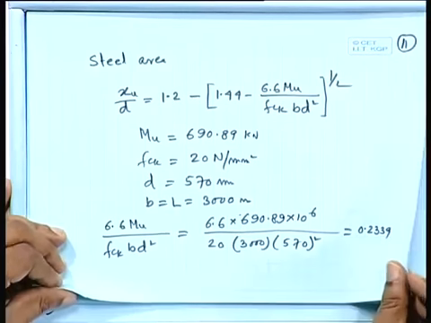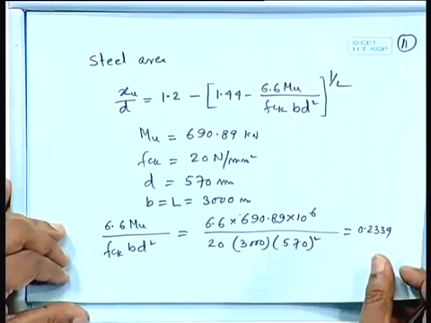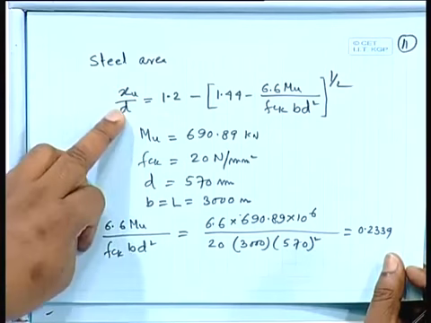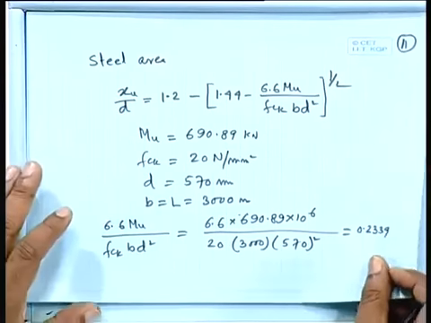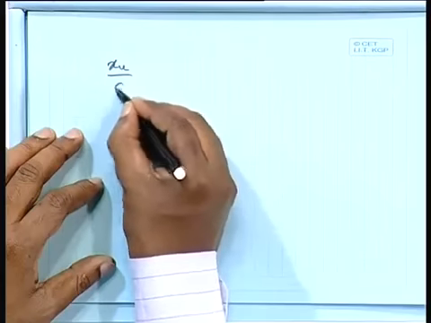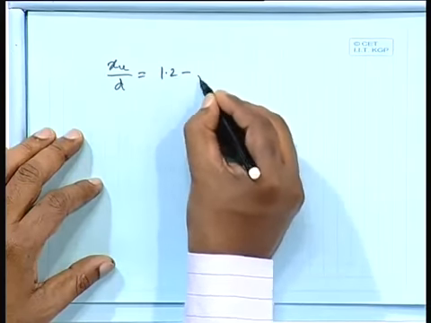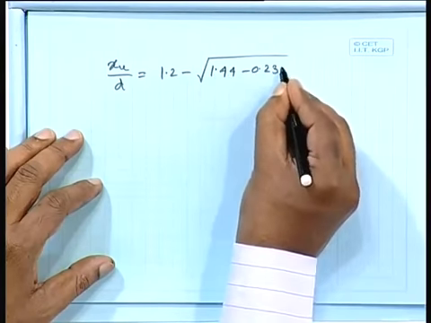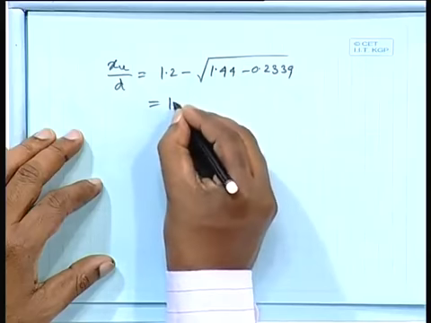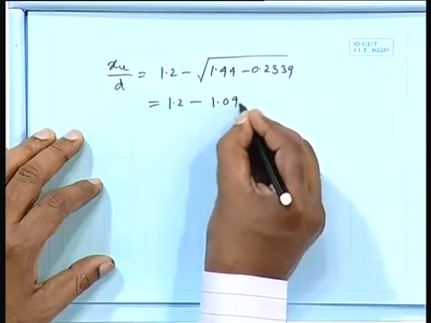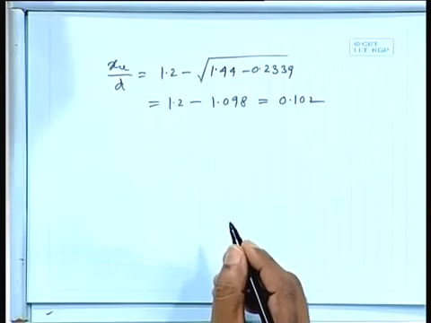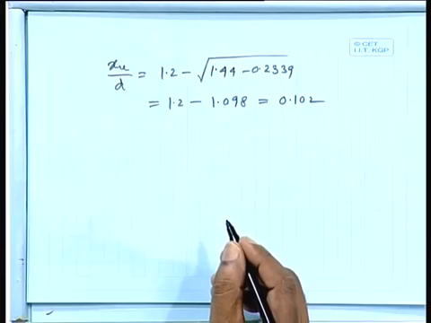So what about x by d? We can put it back here and find out xu by d. So xu by d equal to 1.2 minus root over 1.44 minus 0.2339 equals 1.2 minus 1.098 equal to 0.102. So xu by d we have got as 0.102.